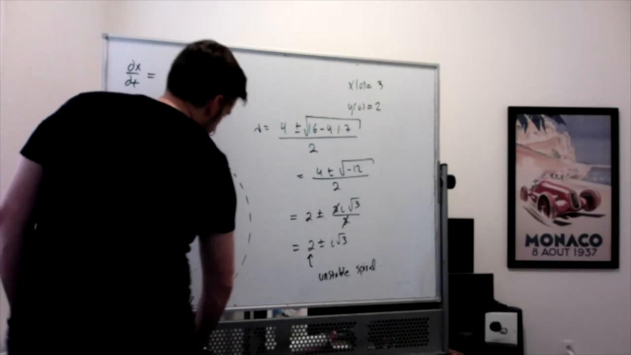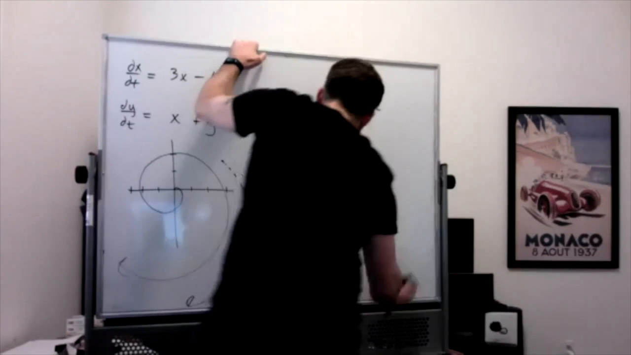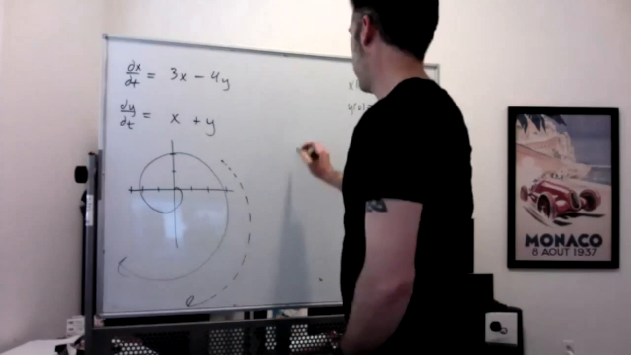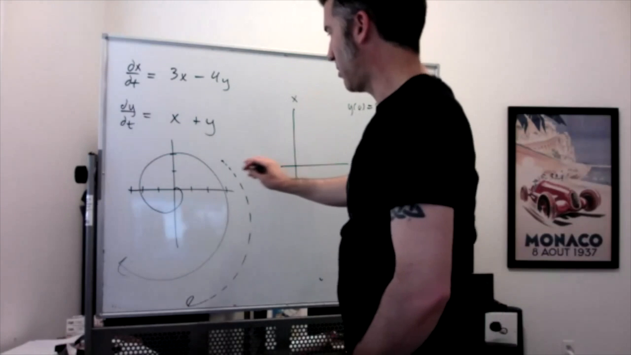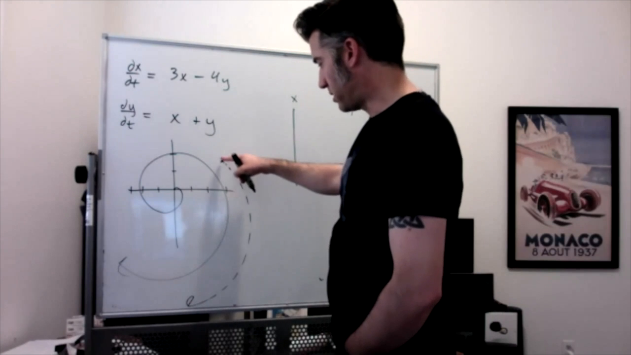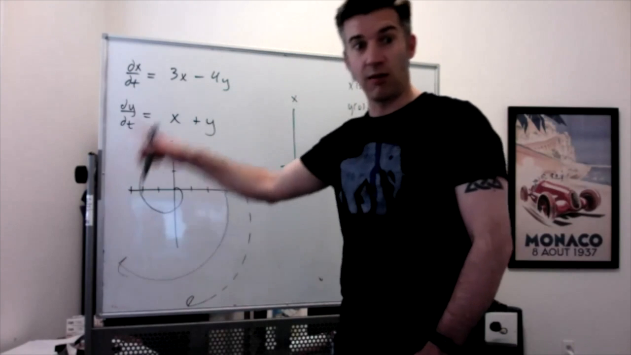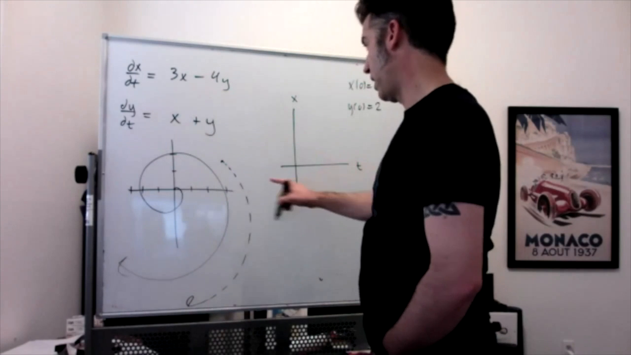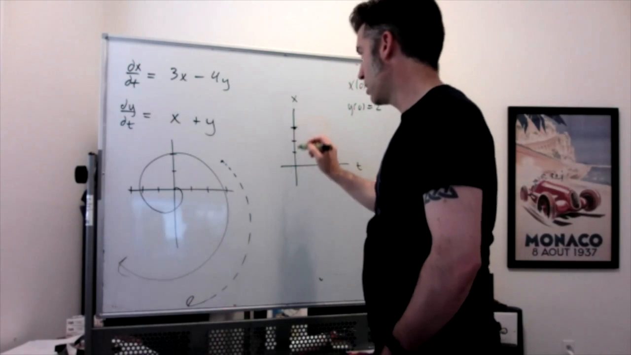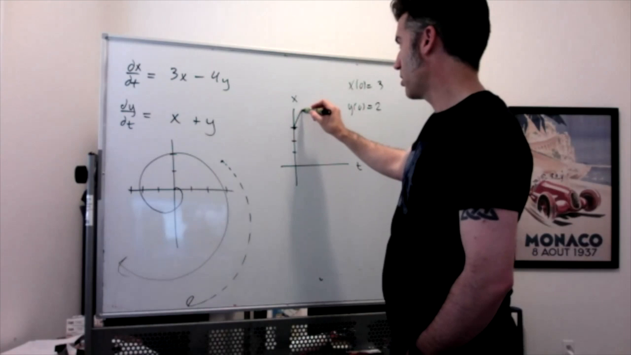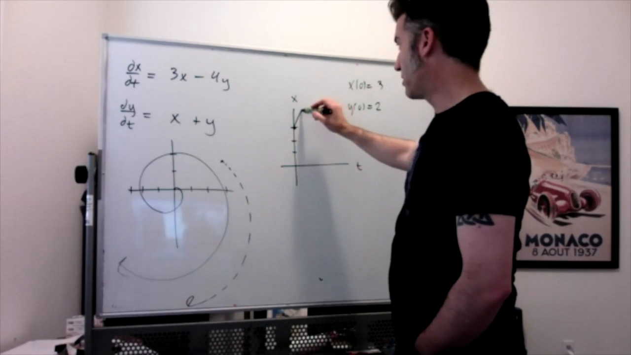So if I was going to try and draw the behavior of x and y versus time, like x versus time, I'd say, okay, well, I'm starting here. X is getting bigger for a bit, and then getting smaller, and then getting bigger. So x is going to start at 3, and then it's going to get bigger for a little bit, maybe up to like 4 or 5, and then it's going to get smaller.